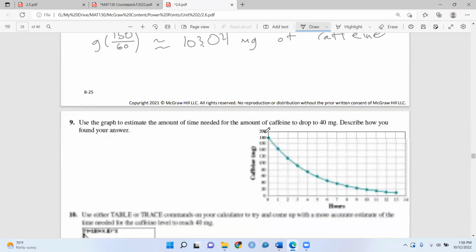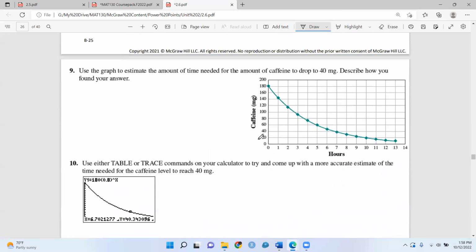Okay, now for a tough question. We're going to estimate the amount of time needed for the caffeine to drop to 40 milligrams. So graphically speaking, we're going to go to this 40. Looks like it's right here. And we're going to ask, what is that number? It looks like it's about 7 hours to go from 180 to 40.